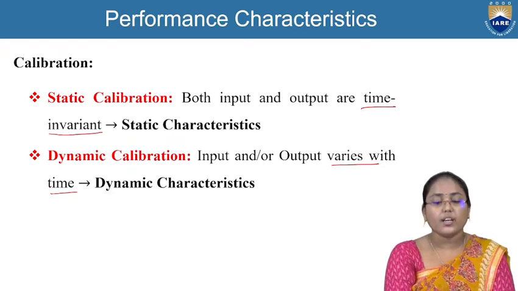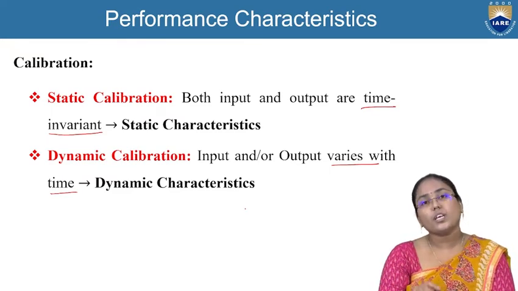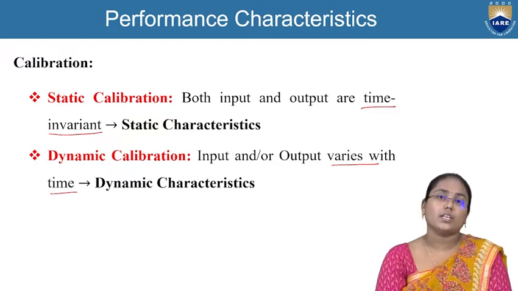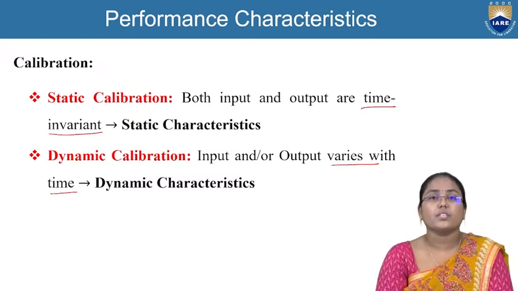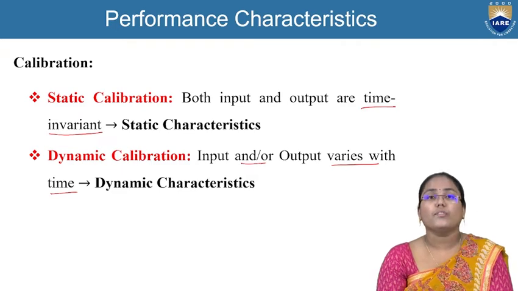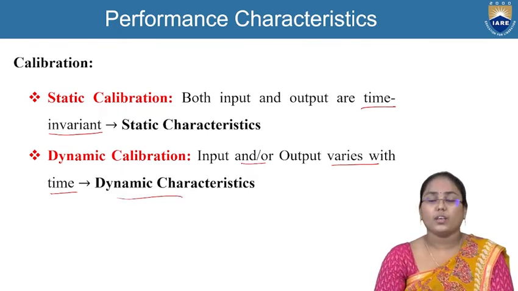With respect to that, where there is a static calibration, there will be static characteristics in the particular instrument, and where there is a dynamic calibration, the instrument will have dynamic characteristics. Now, if the input and output do not vary with respect to time, then directly we can say that the particular instrument is static in nature. Whereas if either the input or output or both vary with respect to time, at that time I can say the particular instrument is dynamic in nature.